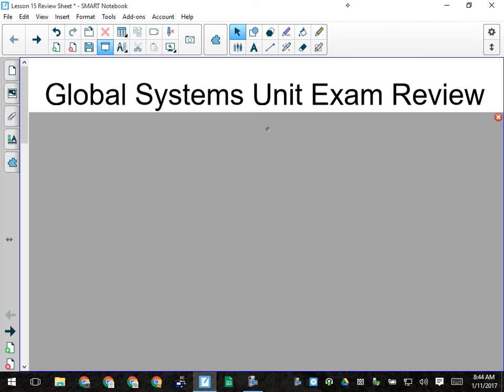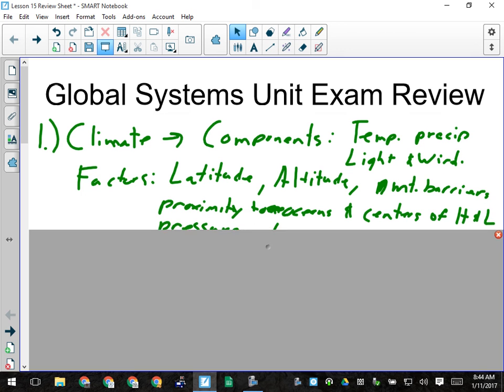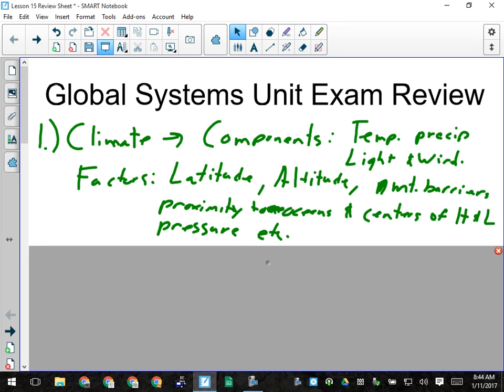All right, so the first thing we went over in this unit was climate. Things we need to know: we need to know the components of climate. That is temperature, precipitation, light, and winds, right? That's an easy multiple choice question, right? There's 4 options there.